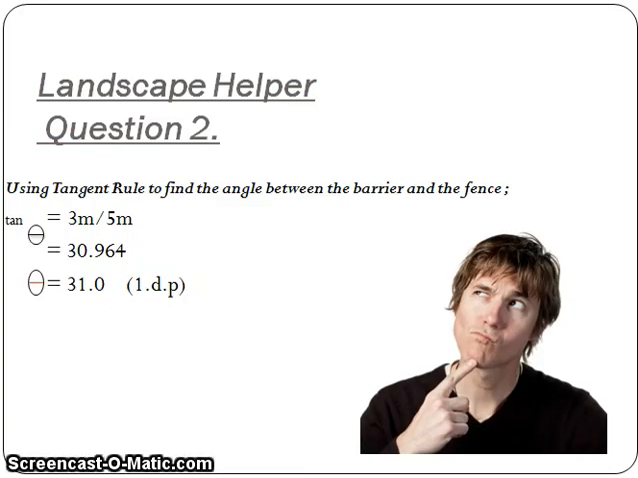Question 2 says, the owner of the house would like to build a triangular garden in the space between lawn A and lawn B. The fences of the two adjacent sides of the garden measure 3 meters and 5 meters respectively, and are along the sides of lawn A and lawn B. A barrier is then erected to enclose the triangular garden. Calculate the angle between the barrier and the fence along lawn B. So using tangent rule to find the angle between the barrier and the fence. Tangent theta equals 3 meters over 5 meters, which equals 30.964. Rounded off to 31.0 degrees, 1 d.p.